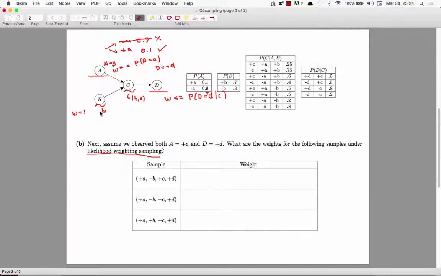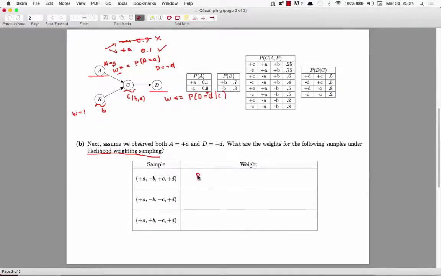So basically here, whenever we reached an evidence node, we did not sample that node, we just assigned that node and updated the weight value. And this is how we get the weights for all the samples in likelihood weighting. So let's just look at what the weights are in this case. As you can see, there are only two evidence nodes, and the weights are essentially just going to be products of the likelihoods of those evidences.